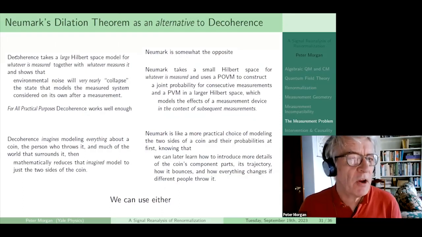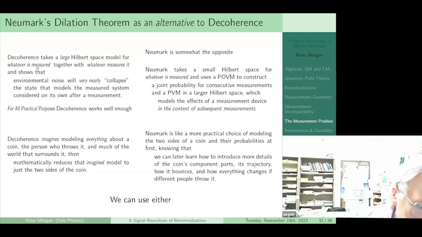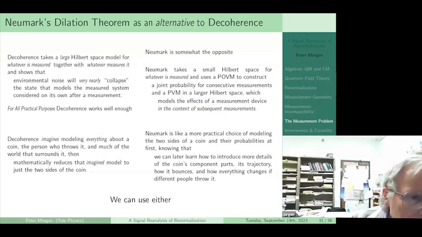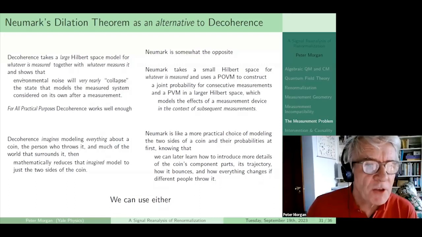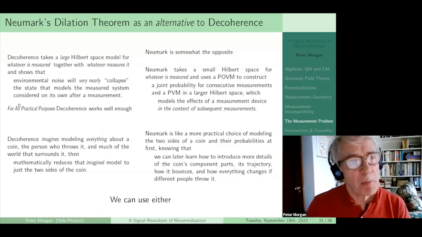And in particular, decoherence takes a large Hilbert space. Could you explain a little bit more decoherence versus dynamic dilation? So that's what I'm going to do on this slide, I hope.